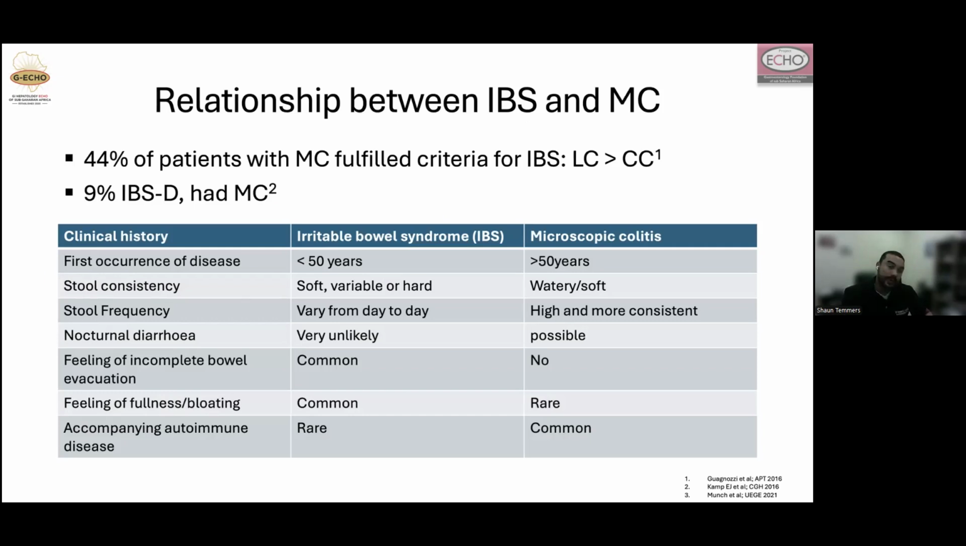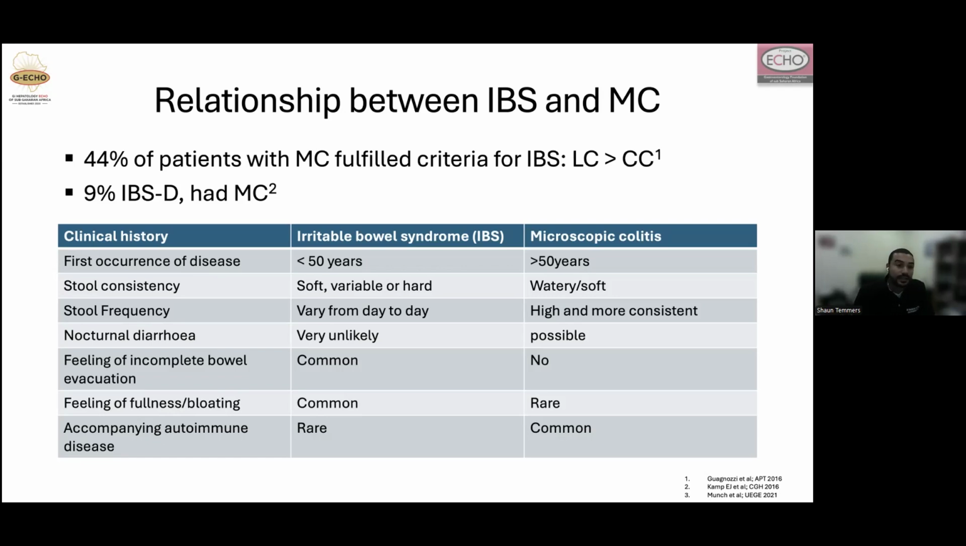It's important to realize that with microscopic colitis, because of the paucity of objective clinical findings, these patients are often misdiagnosed as having inflammatory bowel disease, or they have overlap symptoms with inflammatory bowel disease and irritable bowel syndrome, the diarrhea variant. So 44% of patients with microscopic colitis fulfill the criteria for irritable bowel syndrome, diarrhea type. The subtype of these patients is usually lymphocytic colitis more so than collagenous, whereas 9% of patients with irritable bowel syndrome diarrhea have microscopic colitis.